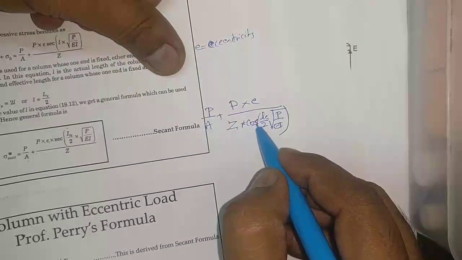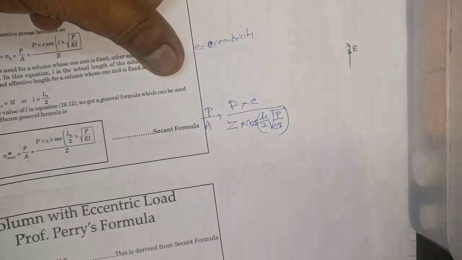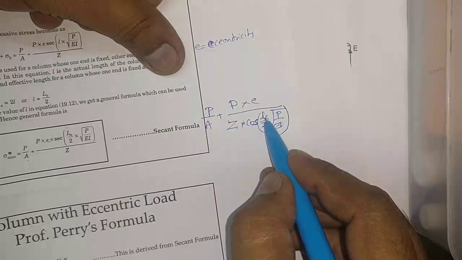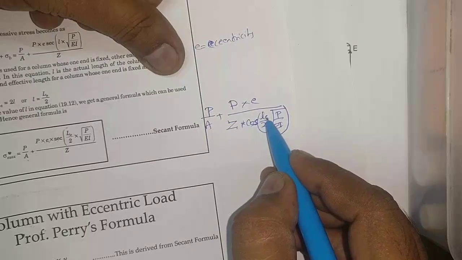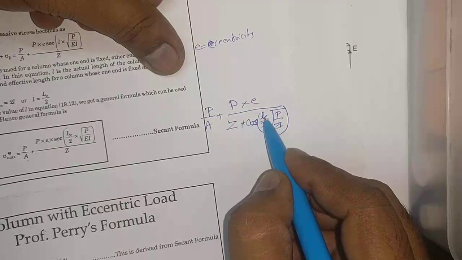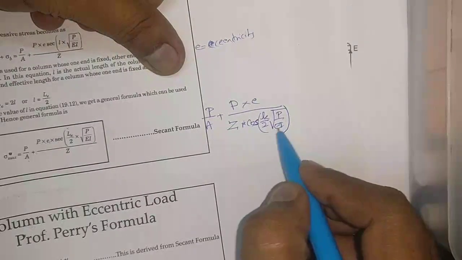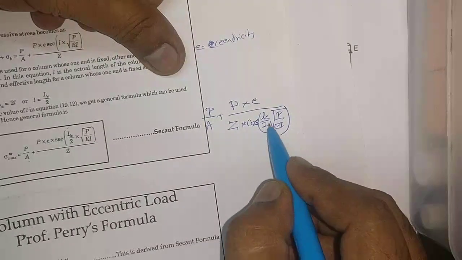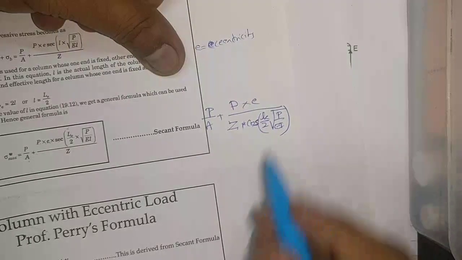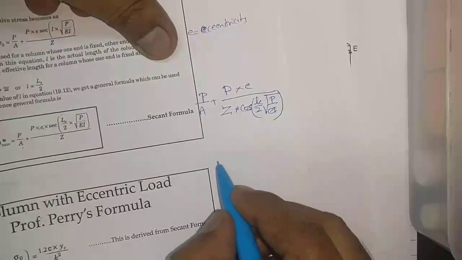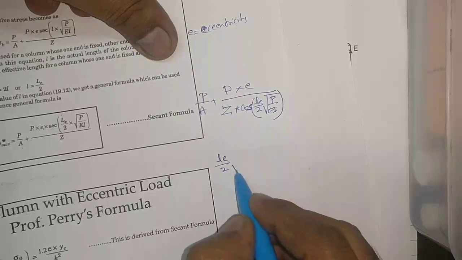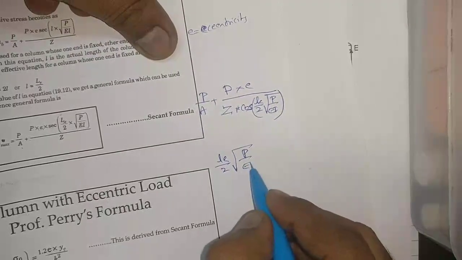Now first what you have to do is, based on your end conditions, find out LE. P will be given, E and I based on your cross section, and 2. So first you find out this one, LE by 2 under root P by EI.